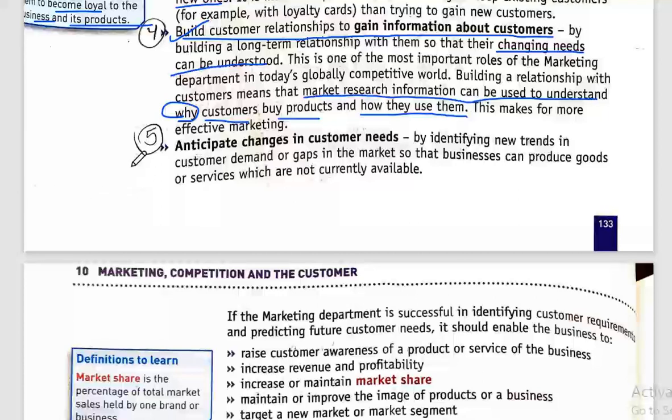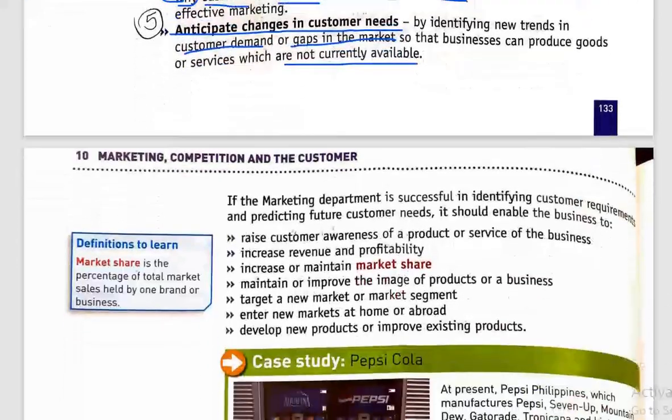And number five over here, anticipate changes in the customer's needs by identifying new trends in the customer's demand or gaps in the market, so the business can produce goods and services which are not currently available. Which means I'm understanding the changes not only in the demand but also what's not in the market, in order to produce goods and services that are not available, so I can take a step further than the competitors and be better than them in some way.